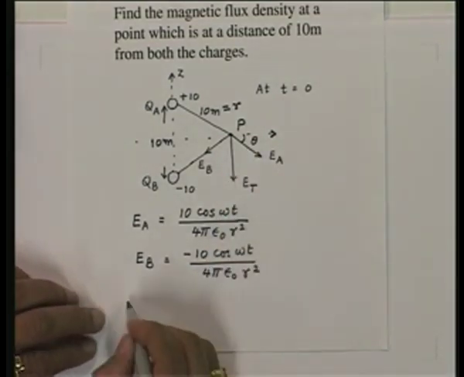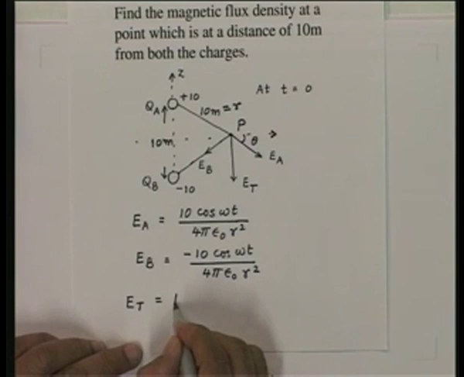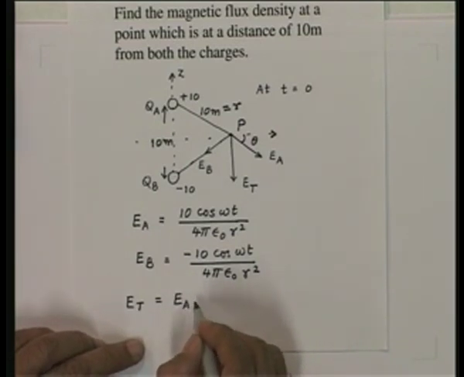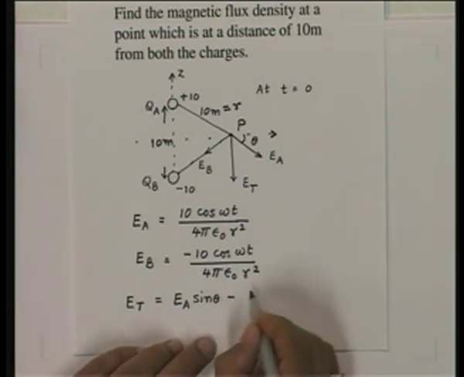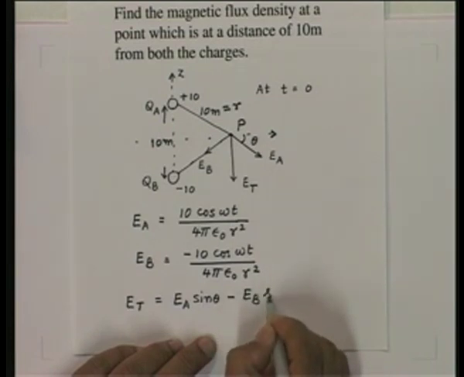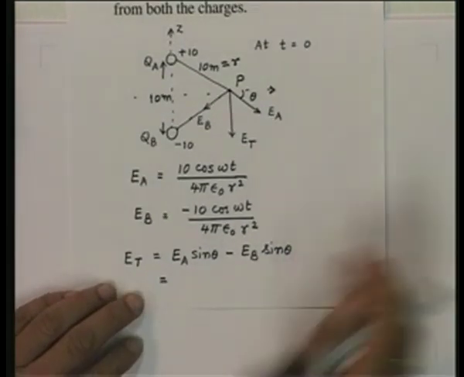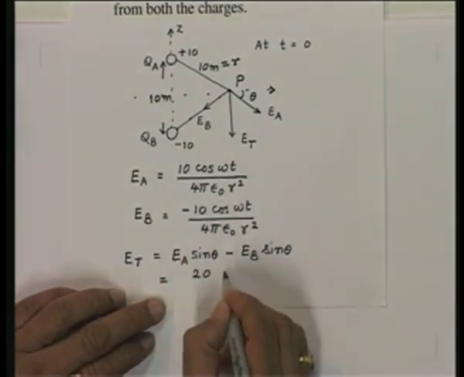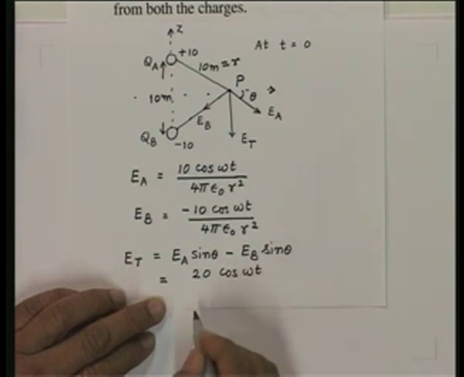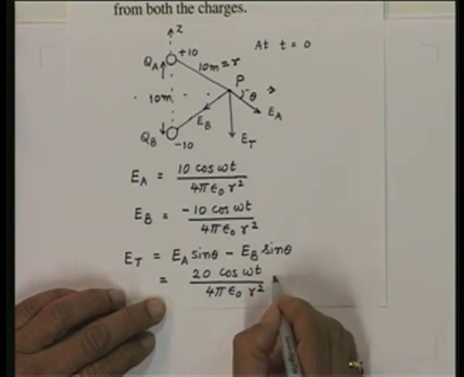So, then we have the total electric field ET at this location, that will be equal to EA sine theta minus EB sine theta, which is equal to 2 times this quantity multiplied by sine theta. So, that is 20 cosine of omega t divided by 4 pi epsilon 0 r square sine of theta.